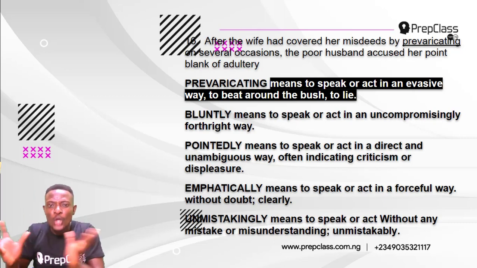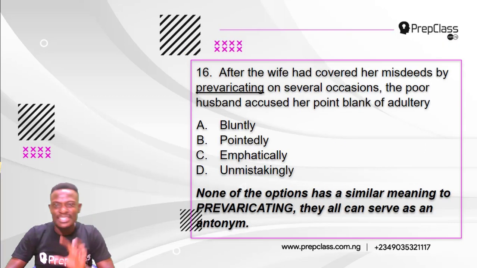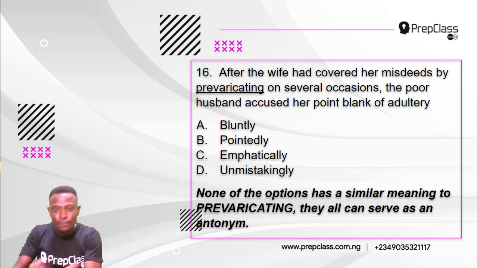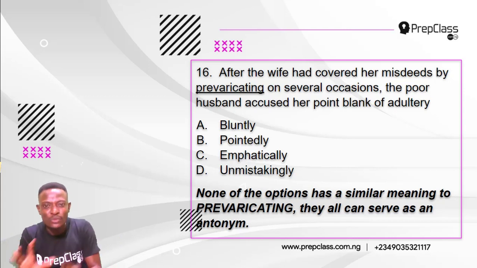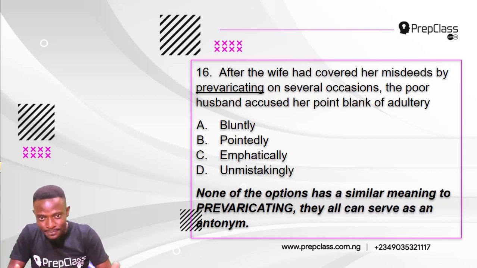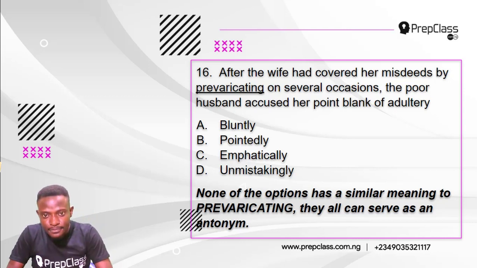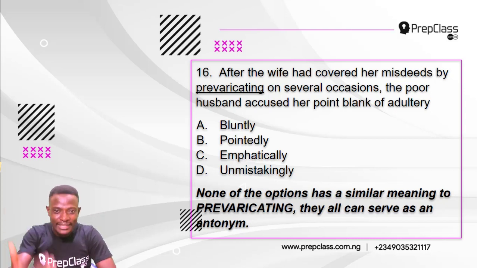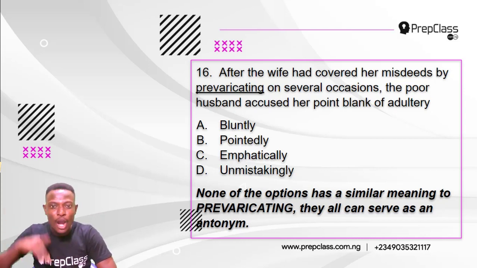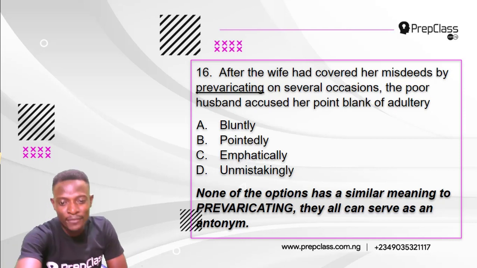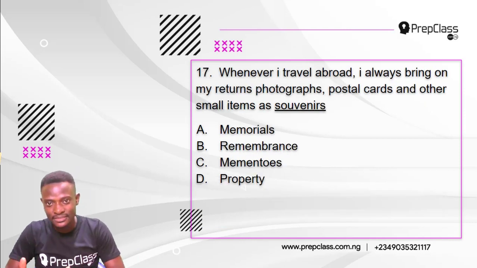So, looking at all the options we have here, none of the options has a similar meaning to prevaricating. Prevaricating means to beat around the bush, to speak in an evasive way, trying to avoid the topic, lying. But all of these options can serve as an antonym. If you're not prevaricating, you can speak bluntly, pointedly, emphatically, unmistakingly. So, none of these options has a similar meaning to prevaricating. Alright, moving on to the next question, question 17.